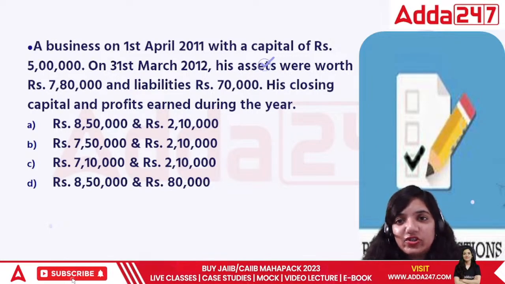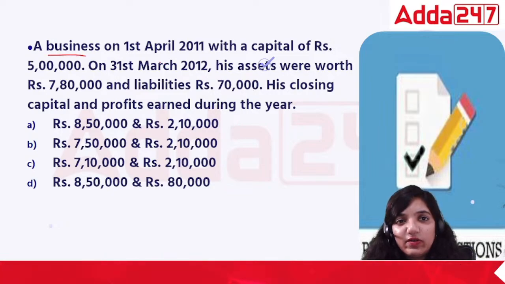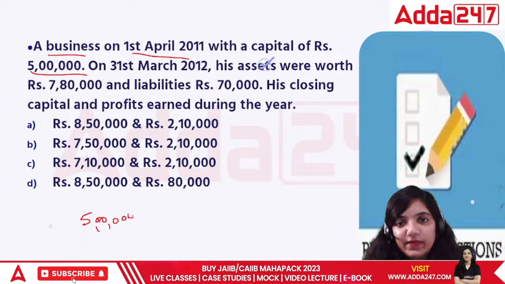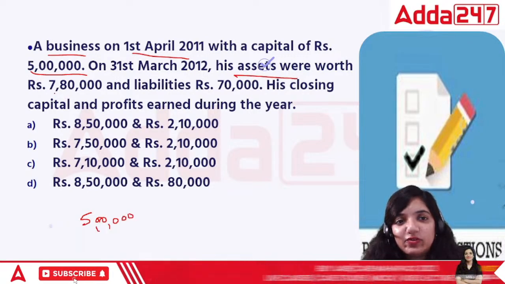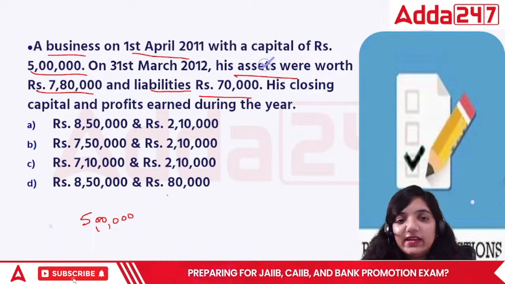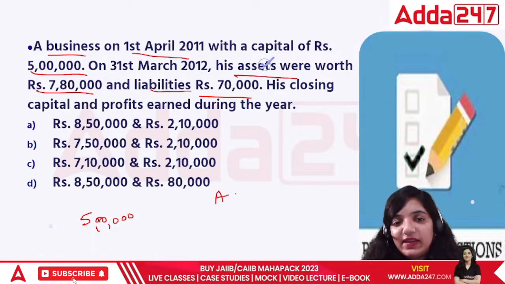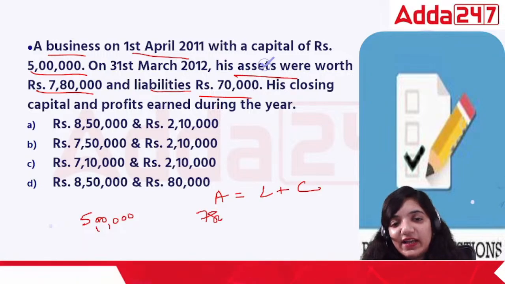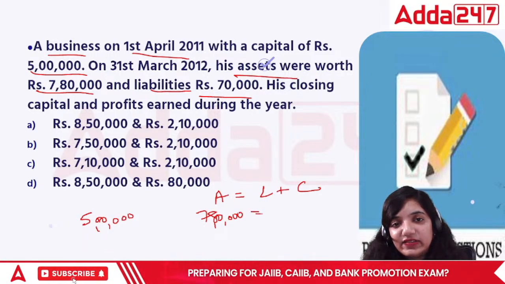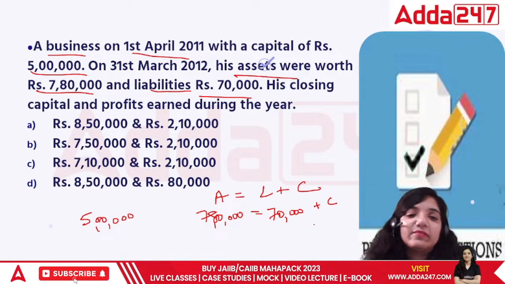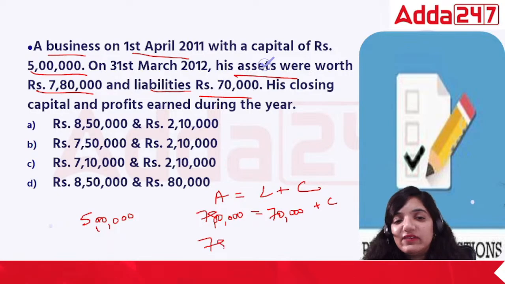Now comes the next question, everyone. The question says a business starts on 1st of April with capital of 5 lakh. So basically in the beginning, I had 5 lakh rupees in my pocket. His assets were worth rupees 7 lakh 80 and liabilities are 70,000. By the end of the year, assets are equal to liabilities plus capital. He's got 7 lakh 80 in the business, while the liabilities are 70,000 and the capital is not known.